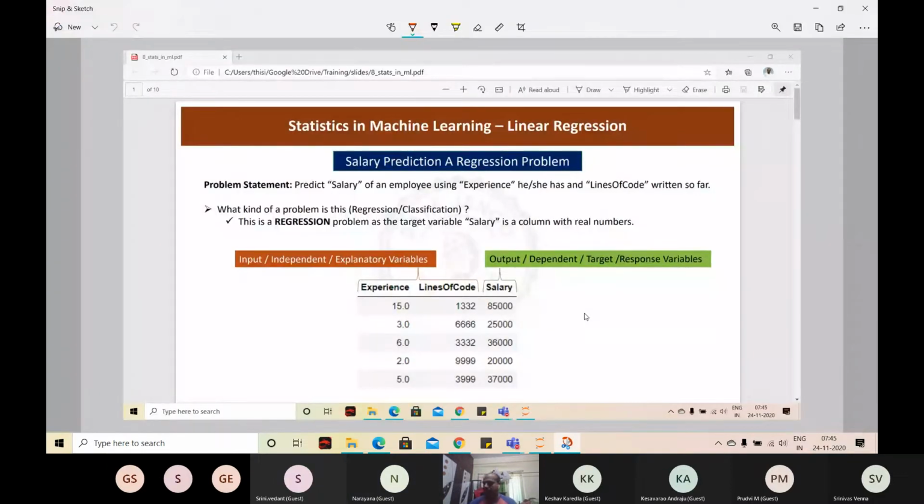Anybody agrees, disagrees? Did you get the problem statement? Should I repeat? Yes, sir.